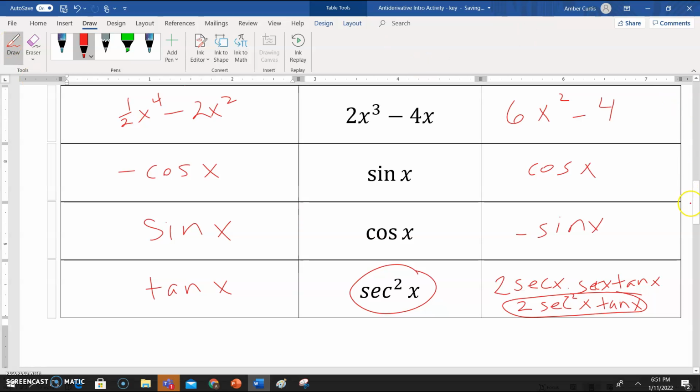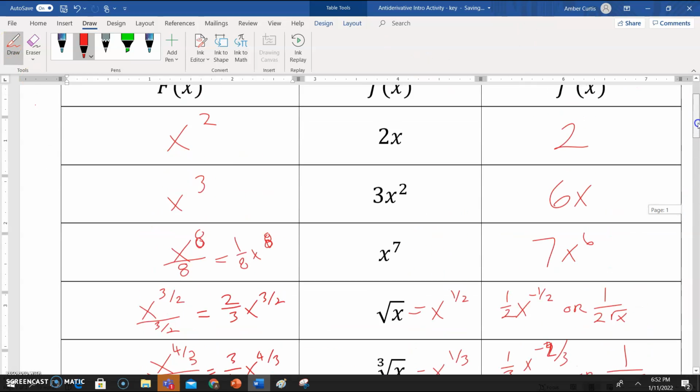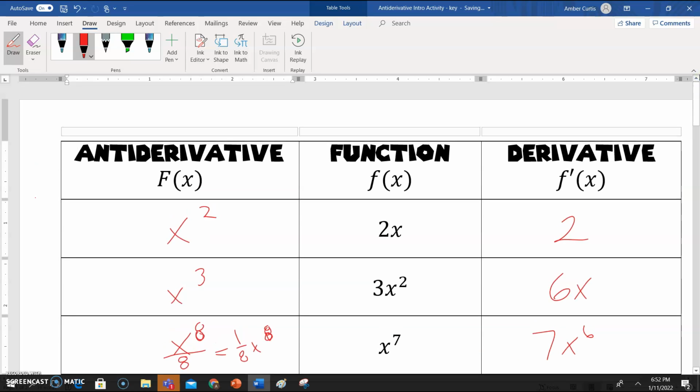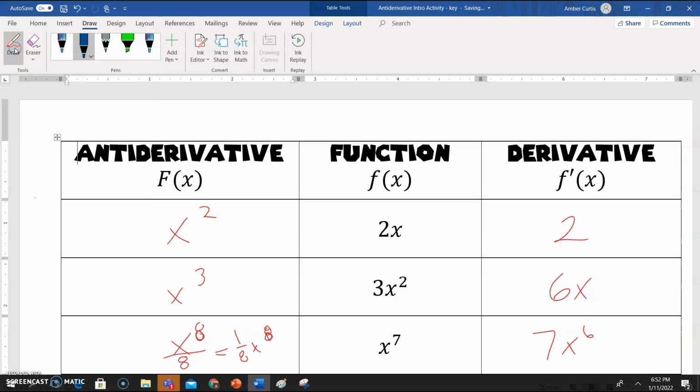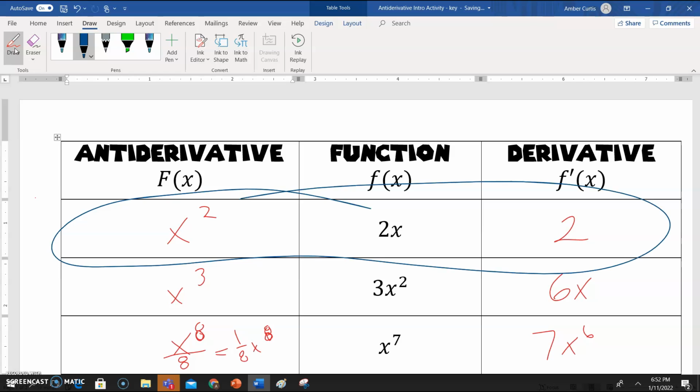Now, one thing we do need to pay attention to is when we take antiderivatives, antiderivatives are never unique. Now, what do I mean when I say that? Well, if I take a look at this first row here, this x squared as the antiderivative of 2x, I could also claim that x squared plus 3 is also the antiderivative of 2x, because when I take the derivative of x squared plus 3, I also get 2x. I could also have x squared minus 10, or x squared plus 52. All of those will have a derivative of 2x.